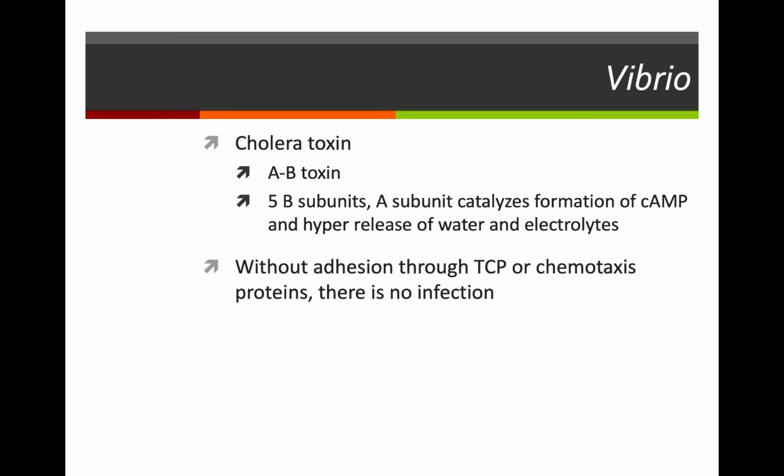Now, if the bacterium is not able to adhere, either through the toxin co-regulated pilus or through those chemotaxis proteins, there is no infection. So Vibrio cholerae needs to be able to bind to the intestinal lining in order to establish infection. If it just washes through, no problem.